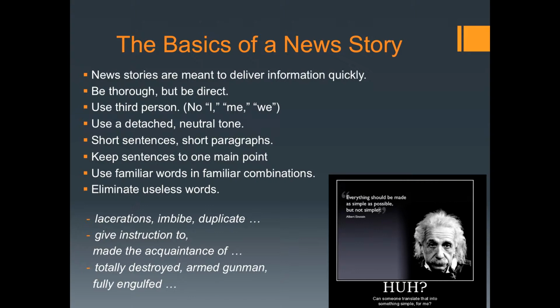And so when a journalist is writing a basic news story, they want to be thorough. They want to provide all the facts, but they want to be very direct. And so we don't want to back into our sentences and back into our points. We want to say what we mean and mean what we say. Basic news stories use third person, so there's not going to be any I, me, or we in there. These stories are supposed to carry a detached neutral tone so that the reader can make up his or her own mind about the information that's being presented.